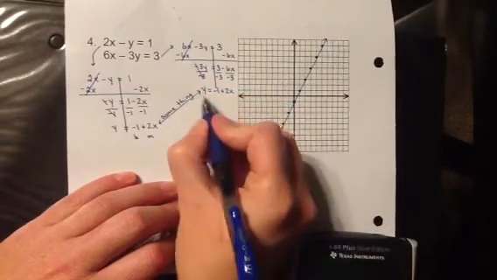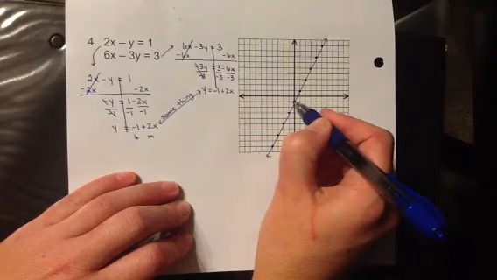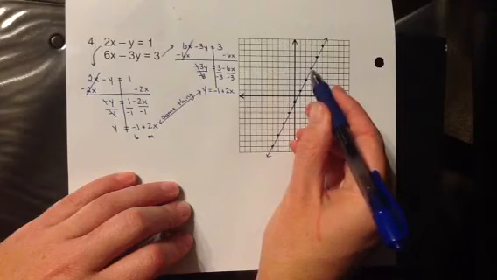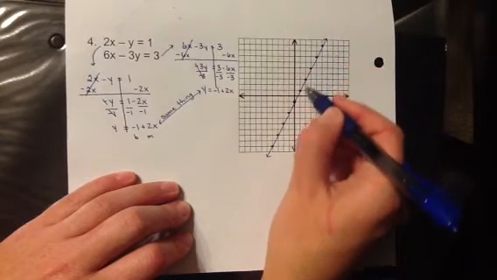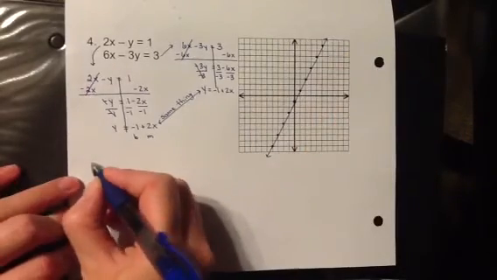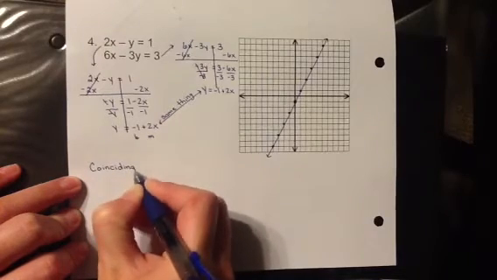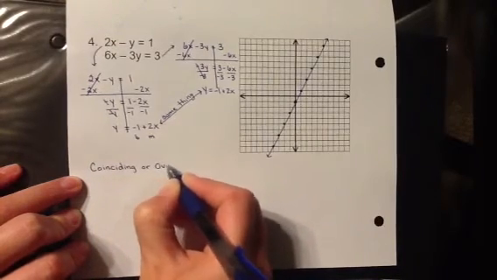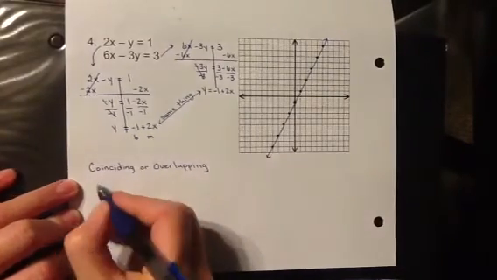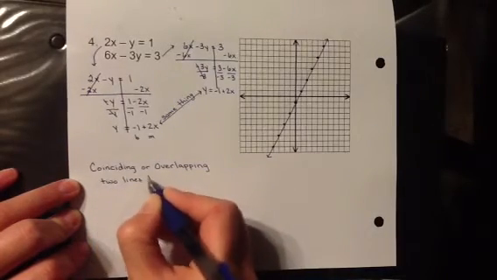So if I try to graph this equation, I'm going to start at negative 1, which is right here. And then I'm going to go up 2 over 1, up 2 over 1, up 2 over 1. I would end up tracing this same exact line a second time. What these are called are coinciding or overlapping lines, which means that it's two lines that are exactly the same.